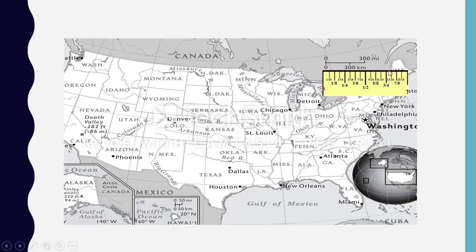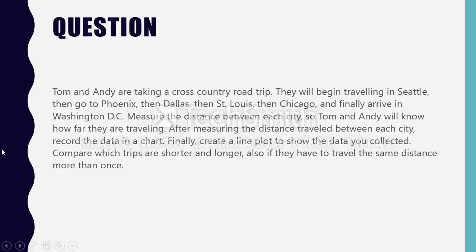This scale has 0 to 300 miles, and we're putting our ruler straight up to the scale. Again, remember the ruler is not exactly to scale, but according to this, it says that 300 miles is half of an inch on this map. That's what we're going to use to measure between each point of the map that Tom and Andy travel. Now let's look at our problem. Tom and Andy are taking a cross-country road trip. They will be starting in Seattle, then go to Phoenix, then Dallas, then St. Louis, then Chicago, and they will finally arrive in Washington, D.C.